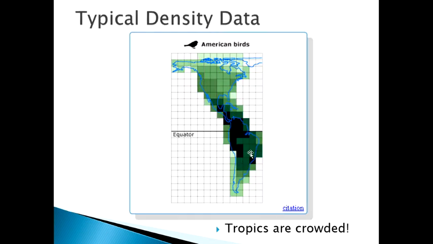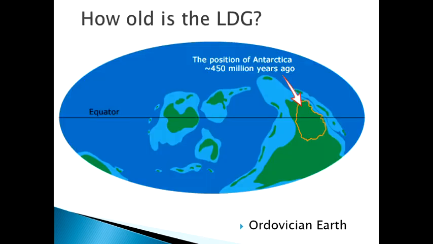Typical density data looks like something like this. Here are birds plotted per this little quadrant, these little square equal area quadrants. And the darker the color, you see the higher density, the higher number of species per that 600,000 square kilometers. The result here obviously is that the tropics are crowded. So it's not just a question of area, it's a question of there's a reality to this diversity.